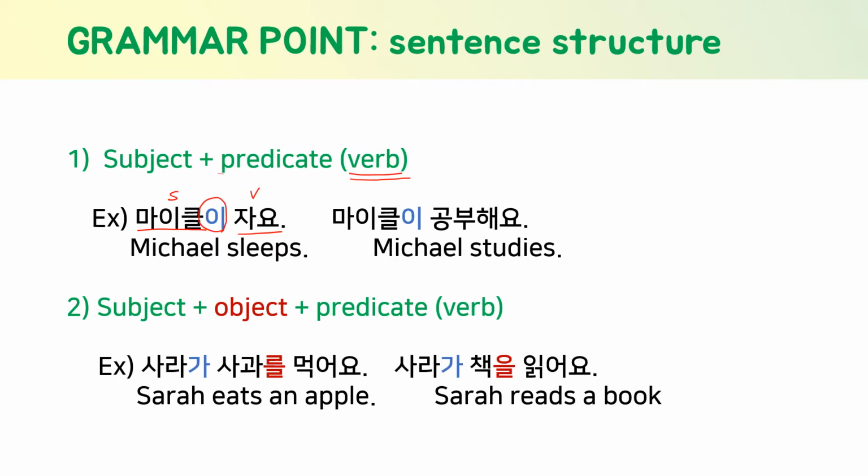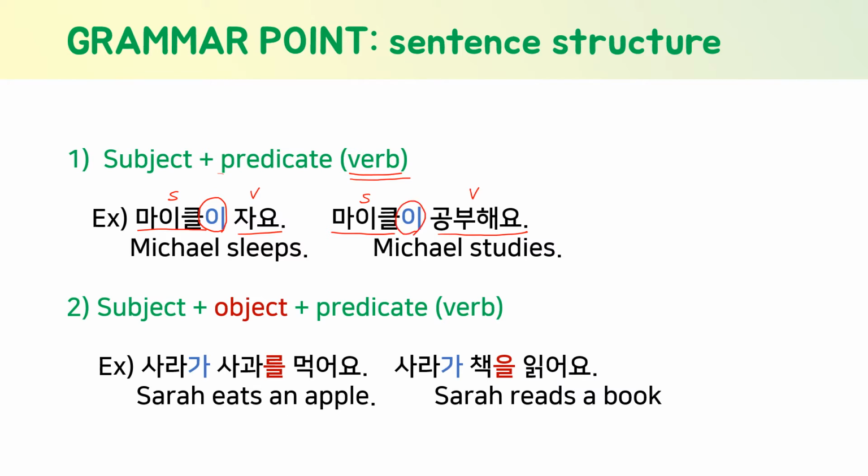Another example is 마이클이 공부해요. Michael studies. So Michael is the subject of the sentence, and 공부해요 is the predicate, which is the verb to study. So 마이클이 공부해요, Michael studies.